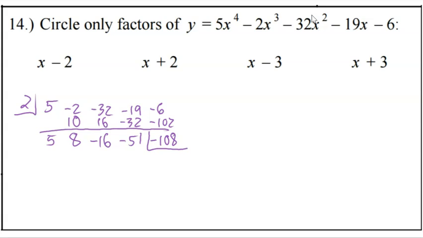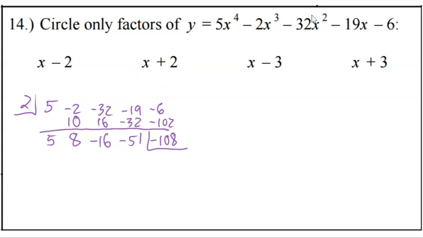Okay? And so the way that you know that this is a factor of this polynomial is if the remainder equals 0. But this remainder does not equal 0. And therefore, this is not a factor of this polynomial. So this is not a factor. We're not going to cross it out. We're just not going to circle it. Okay? Now we're going to try x plus 2.